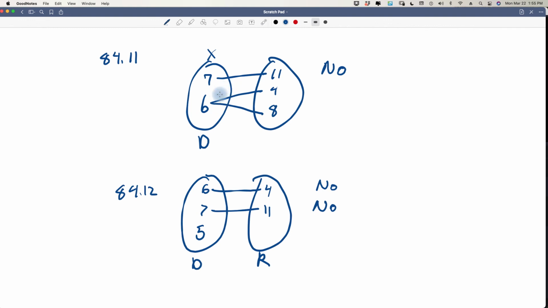Okay? Is 84.11 a relation? Yes. It is a relation because each x value has at least one y value. So everybody has at least one partner. So yes, it's fine. But it's not a function because in a function, we only have one x to one y. We can't double up.